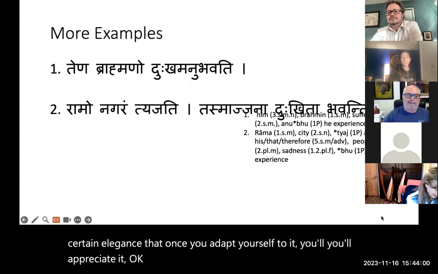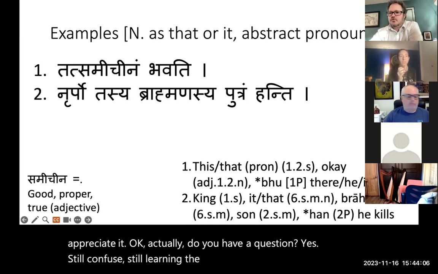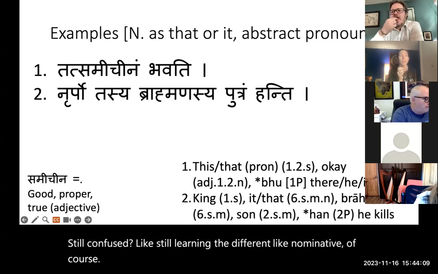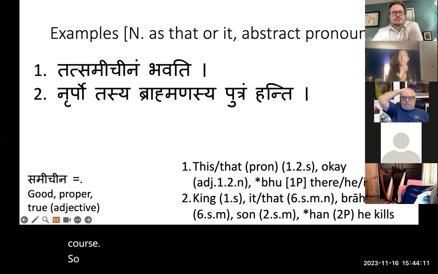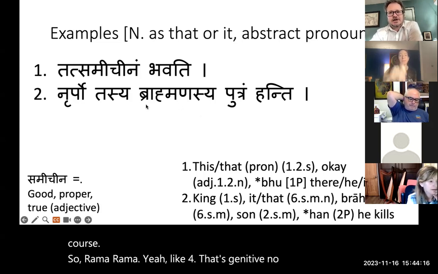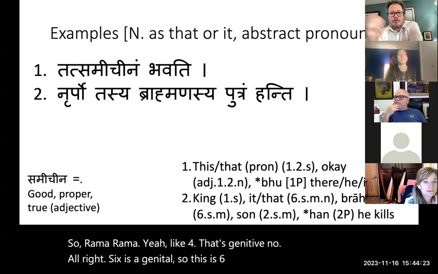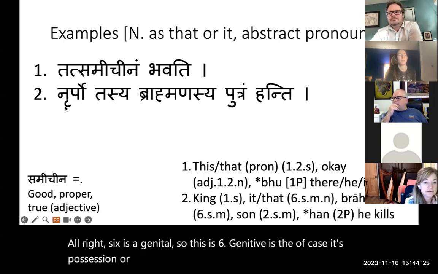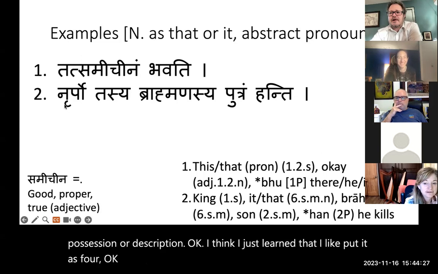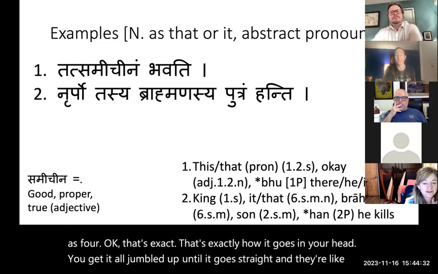Okay. I actually do have a question. Yes. I'm still confused, still learning the different nominative, accusative. Of course. So Ramasya, like the 4, that's genitive, no? All right. 6 is genitive. So this is 6. Genitive is the of case. It's possession or description. Okay, I think I just learned that. I put it as 4. Okay, thank you. That's exactly how it goes in your head. You get it all jumbled up until it goes straight, and they're like, oh, that's the way it always was.